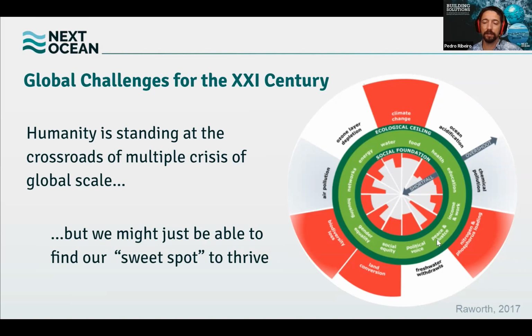And within these social aspects, it is of course important to note that she has included a lot of socioeconomic aspects like income and work. So we of course need to respect these planetary boundaries, but on the other hand, we have to provide enough socioeconomic growth to have everyone on the planet living comfortable lives in a fair system.